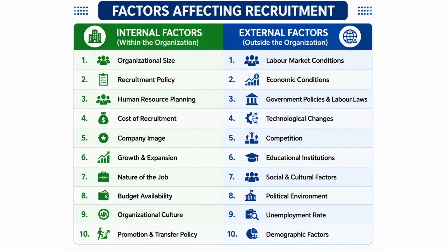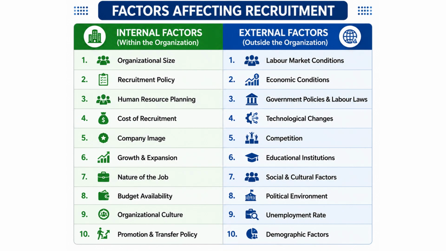Seventh one is nature of job. Different jobs require different qualification and skill. Company recruits for the new job depending upon their qualification and skill. The complexity of the job affects recruitment method. For example, hiring a software engineer requires technical skill, while hiring a receptionist requires communication skill.